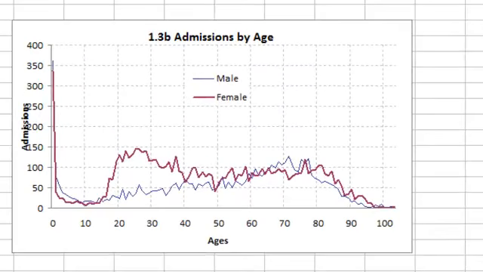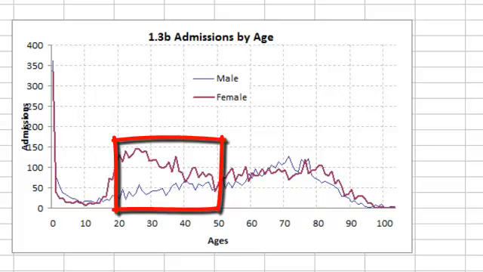Graph 1.3b shows the split between genders. We can see that it is generally females that contributed to the admissions between the ages of 20 and 50, with similar trends between the genders before and after this range.